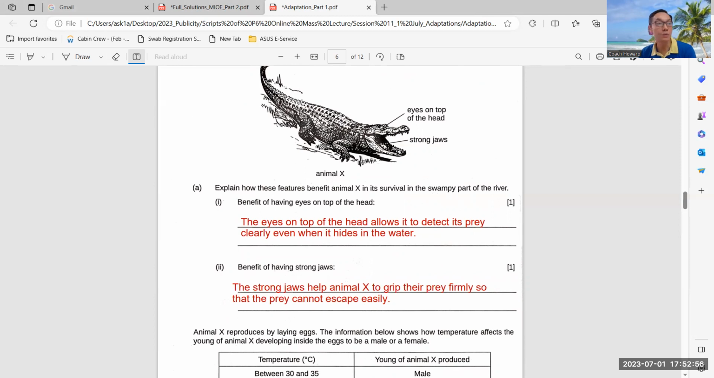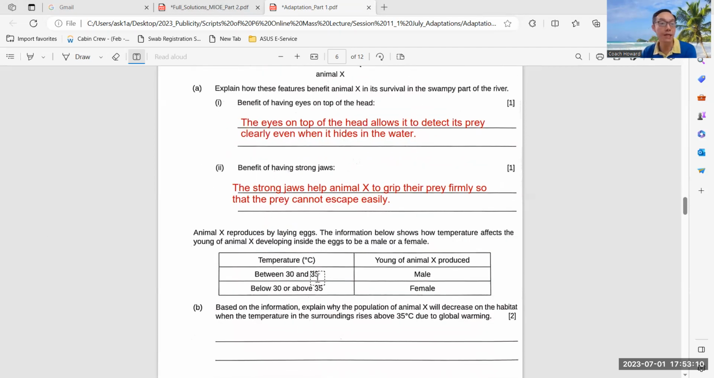Okay, so these are the two answers for the crocodile questions. Okay, next, animal X produces young by laying eggs.